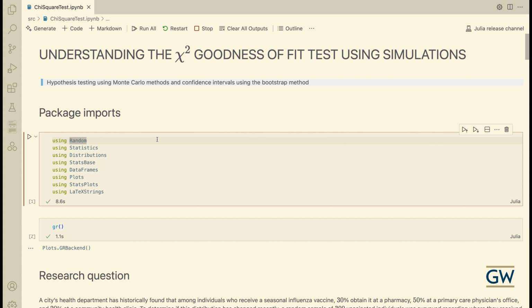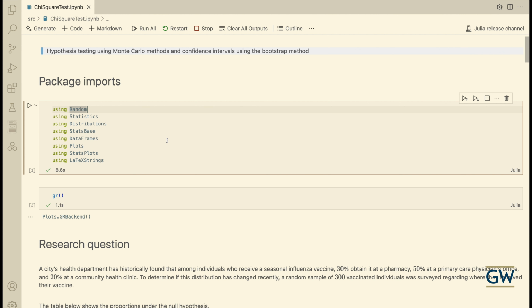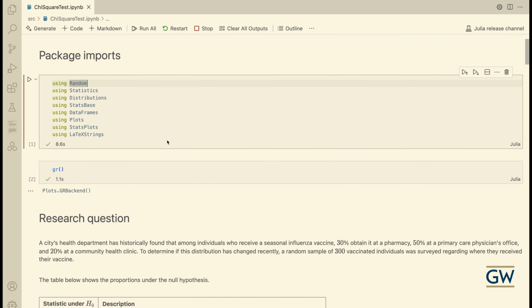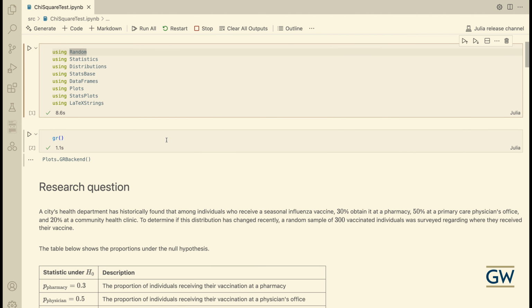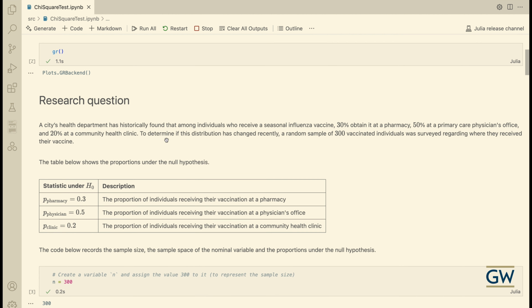So our Monte Carlo methods, and then a bootstrap for our confidence intervals. They are the packages in Julia that I'm going to use. I'm just going to say it once again. Remember, this is not about the code, but of course, this file will be available to you if you want to play with the code. So let's look at our research question.